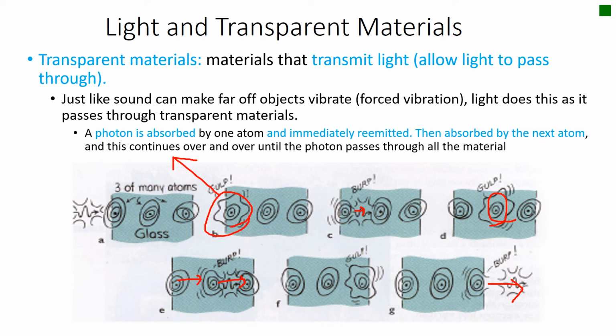So while it slows down a little bit in glass, considering that's where it starts, it's not enough for us to notice, which is also why we don't notice Doppler shifts in light. It's just so insanely fast.